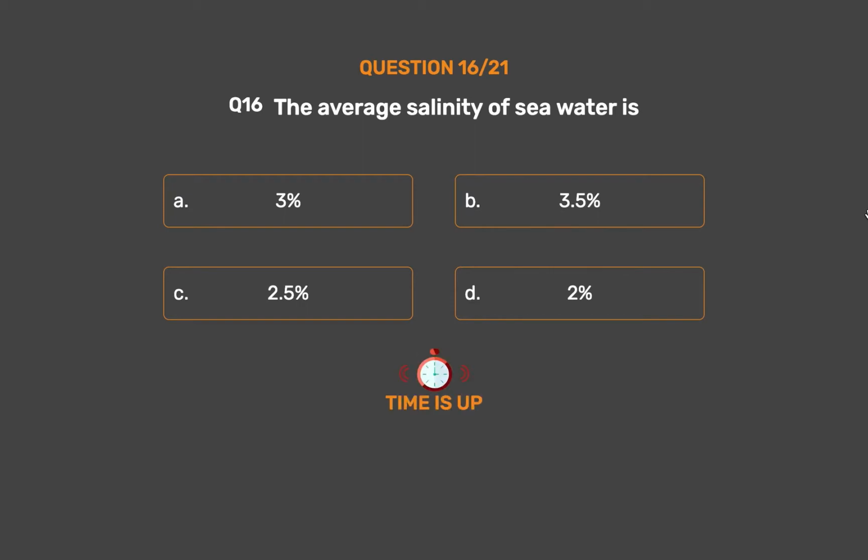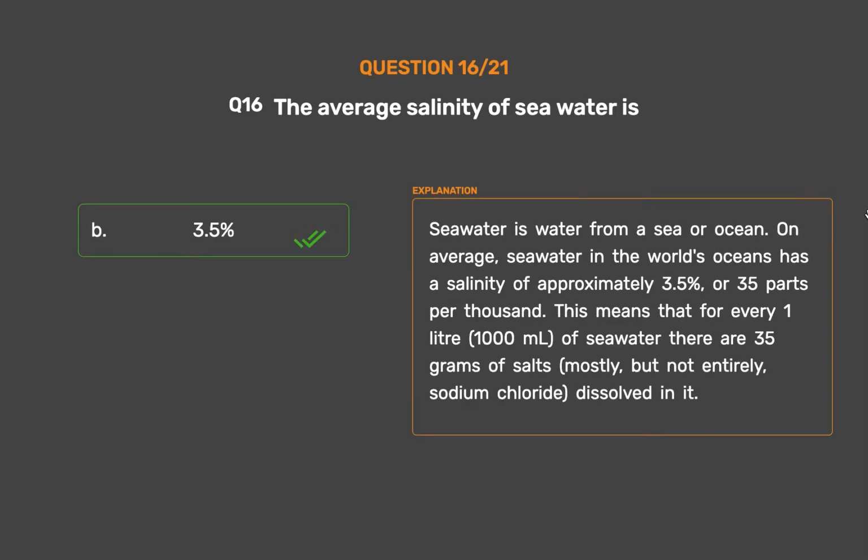The correct answer is option B, 3.5%. Seawater is water from a sea or ocean. On average, seawater in the world's oceans has a salinity of approximately 3.5%, or 35 parts per thousand. This means that for every 1 liter, 1000 milliliters, of seawater there are 35 grams of salts, mostly, but not entirely, sodium chloride, dissolved in it.